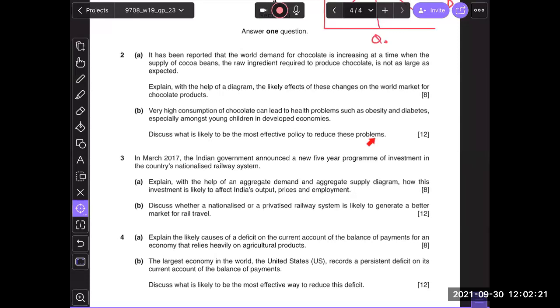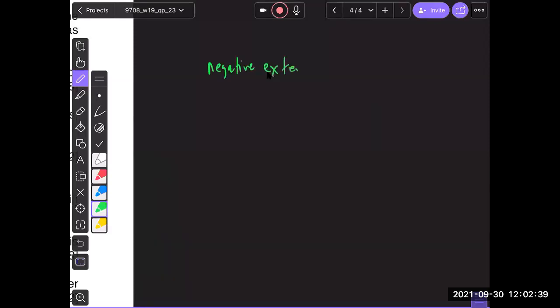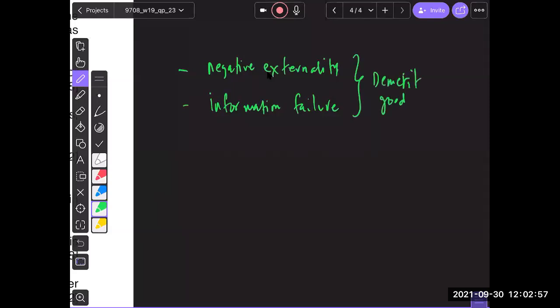So in this question, guys, we're looking at, again, what kind of good is this? It could be considered a demerit good, right? So you can talk about how very high consumption of chocolate is leading to health problems, which means there is what we call a negative externality of this good. And primarily because people are unaware of the problem, there is an information failure. This is a classic case of chocolate as a demerit good. So you talk about that.